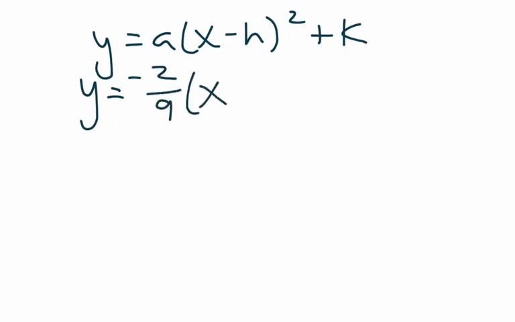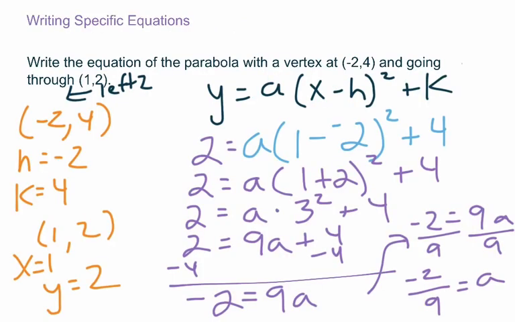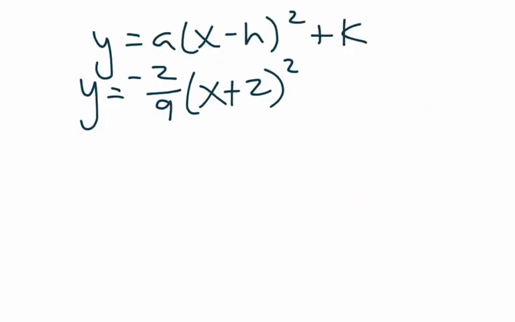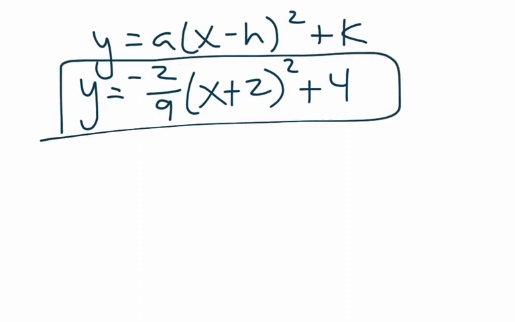Give back the x. Now here you can do minus -2, but remember that's going to end up being a +2, and +4. We're going to keep the +4. And I'm done. And there's my equation of my parabola that goes through the point 1, 2 and has a vertex at -2, 4. And you can check that vertex using your transformations.